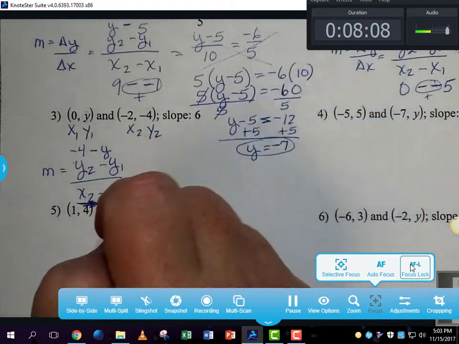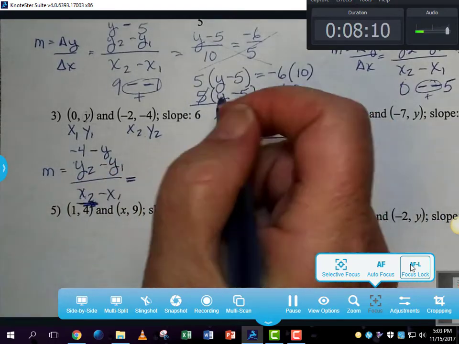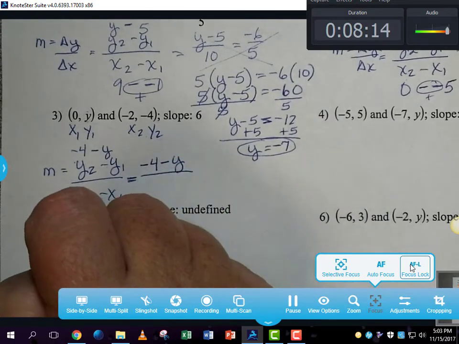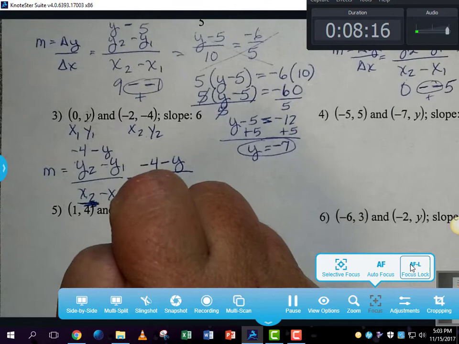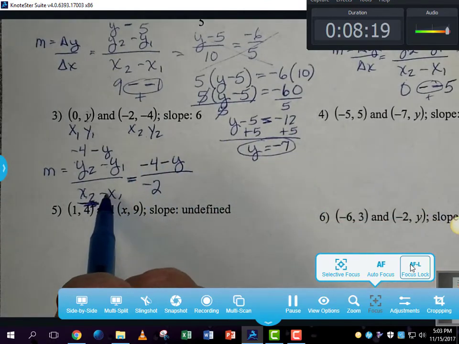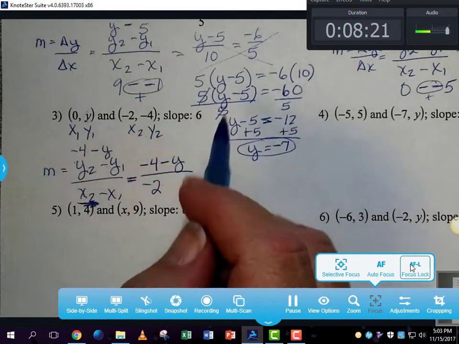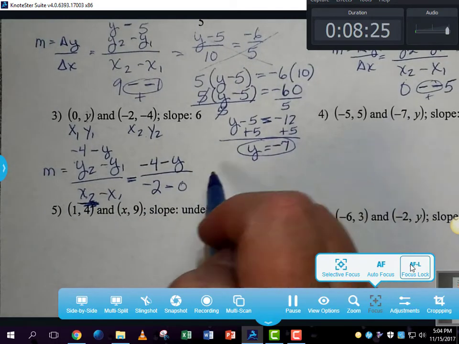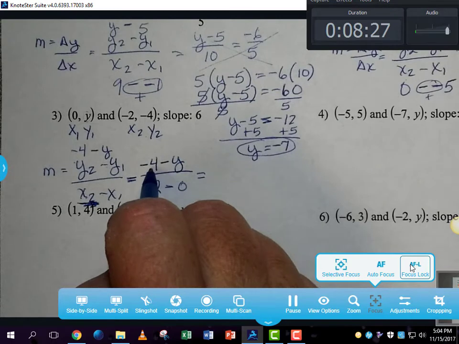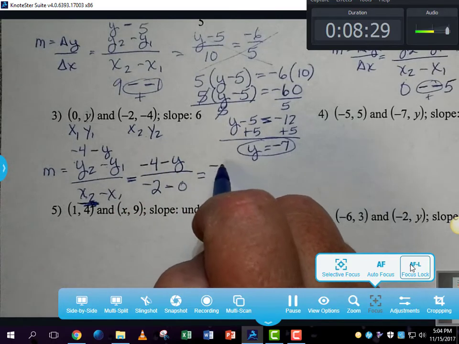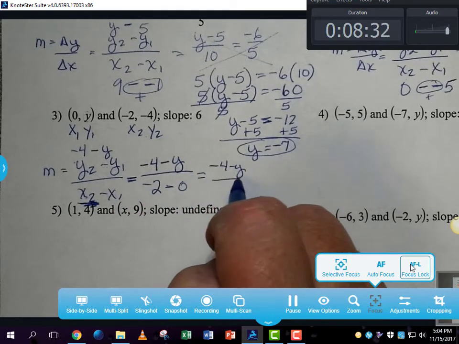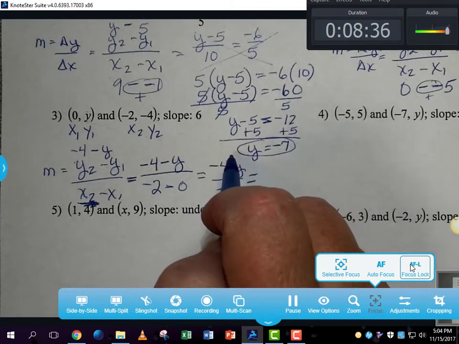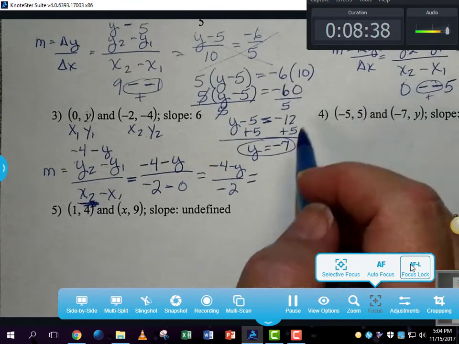Darn it, too little space, so I'm going to rewrite it over here. I'm going to have negative 4 minus y, and then my x sub 2 is negative 2, and my x sub 1 is 0, so negative 2 minus 0. I'm going to simplify that. In the numerator, I cannot simplify. They're not like terms. In the denominator, I'm going to get negative 2. What should that equal? That should equal a slope of 6.